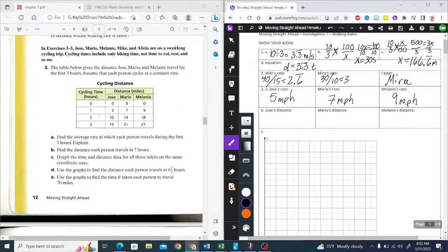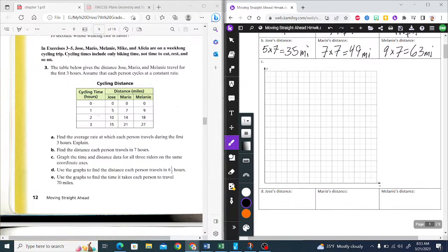Find the distance each person travels in 7 hours. Well, we'd go 5 times 7, which gives us 35 miles. 7 times 7, which gives us 49 miles. And Melanie's distance would be 9 times 7, which is 63 miles.